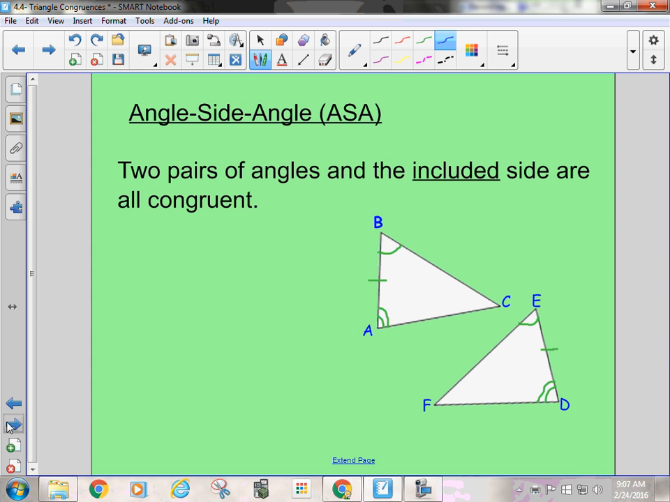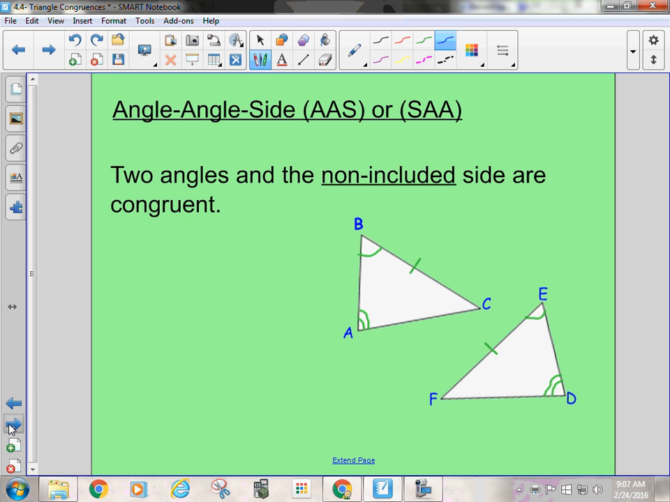Angle, side, angle. 2 pairs of angles and now the included side. Included side means it's in between those 2 angles that are congruent, okay? If I have that, I can prove triangle ABC is congruent to triangle DEF. Again, congruent statement. Make sure things are lining up. Really hoping you're hearing this.